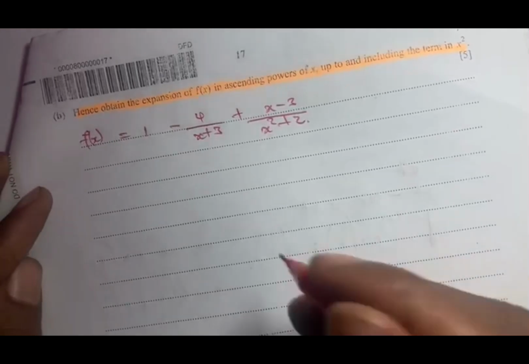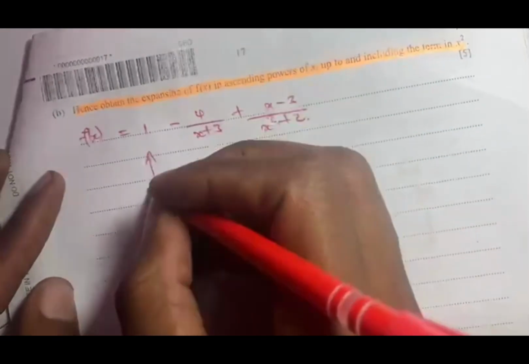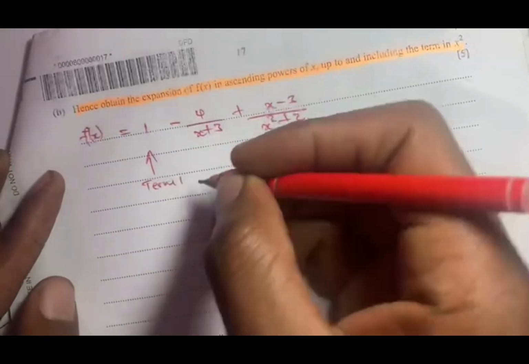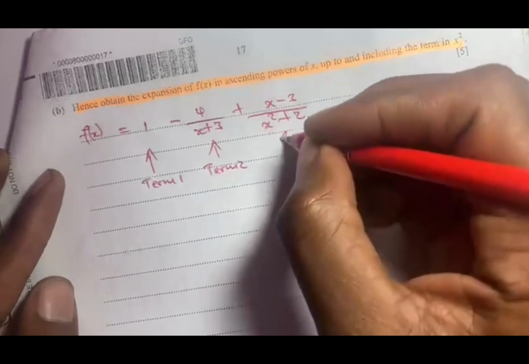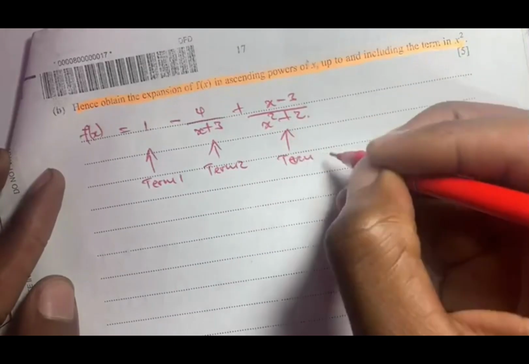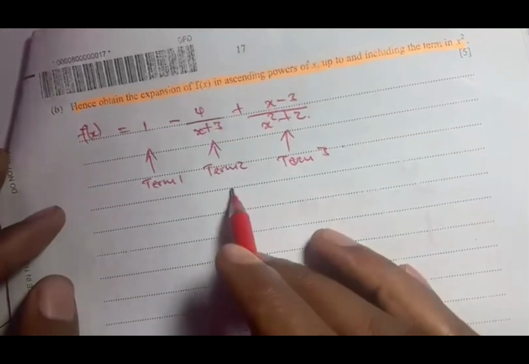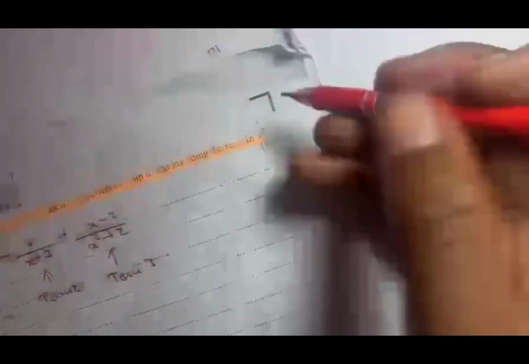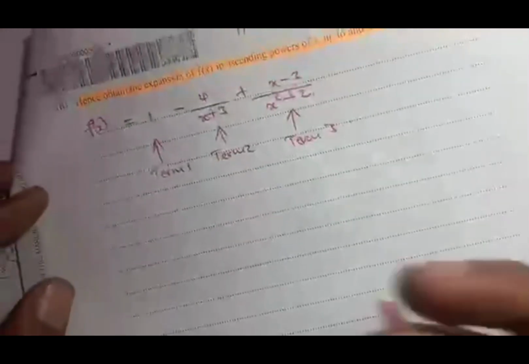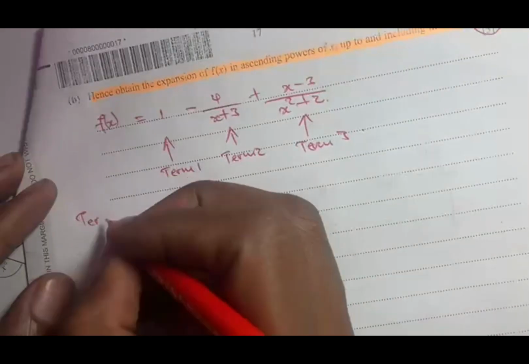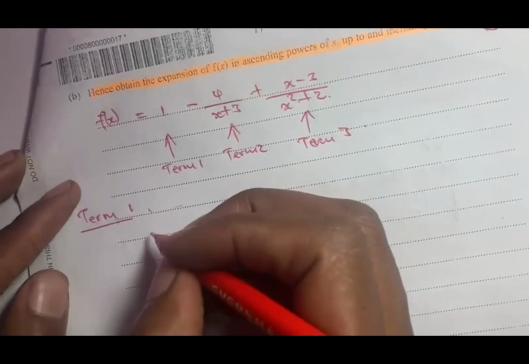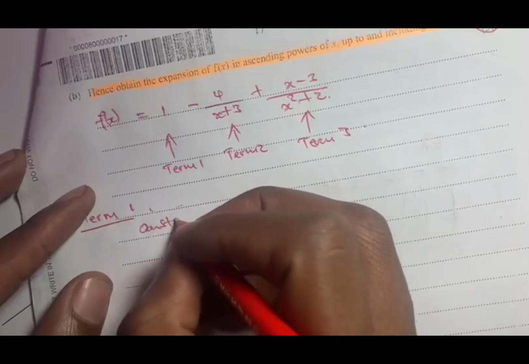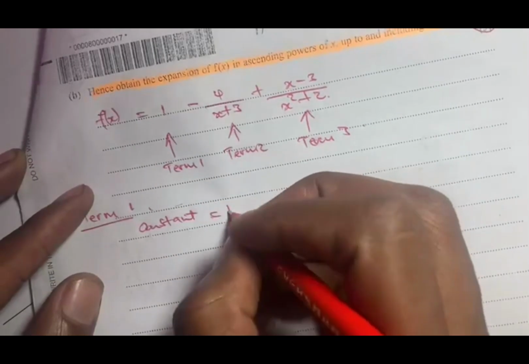So I'll do first with term 1, term 2, term 3. I want to expand them separately up to the powers in x squared. So to expand them, I'll start with term 1. Term 1 is constant, so it is equal to 1.